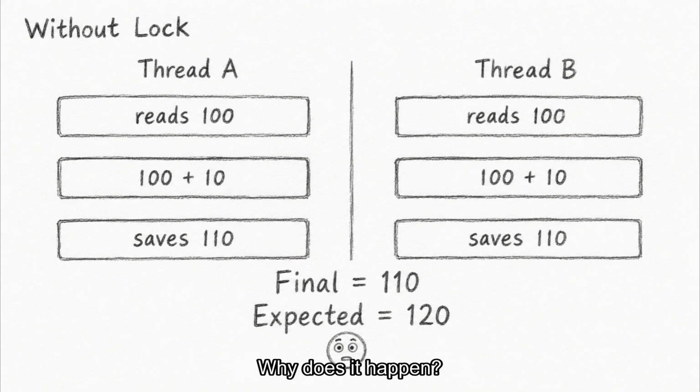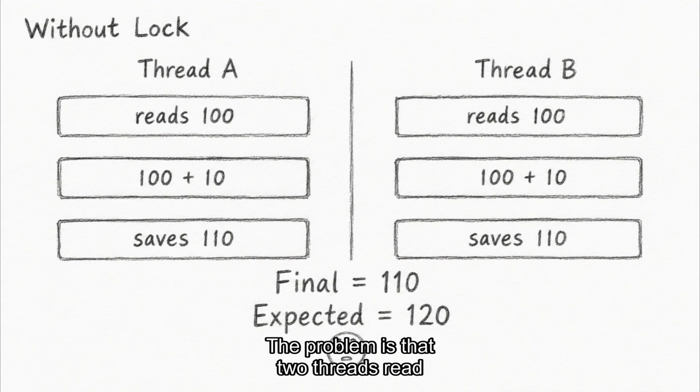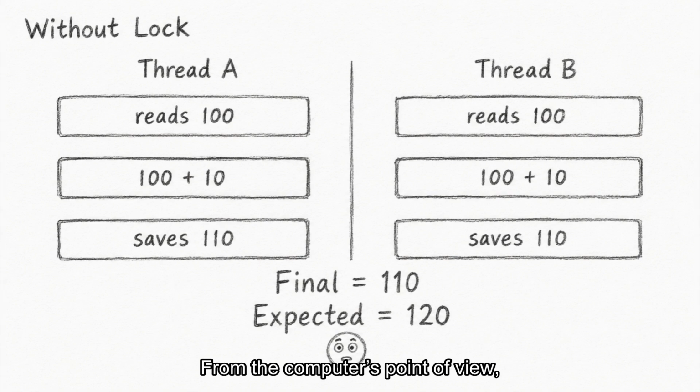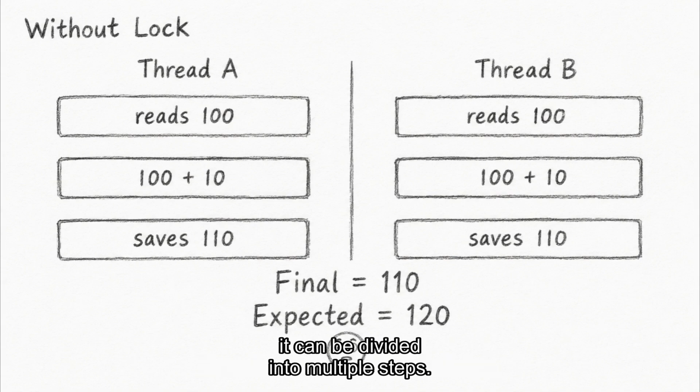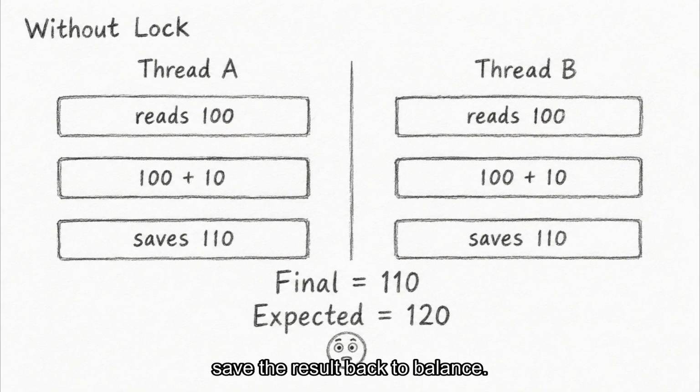Why does it happen? The problem is that two threads read the same value at the same time, calculated separately, and overwrote each other's results. From the computer's point of view, it can be divided into multiple steps. First, read the balance value. Second, add 10 to that value. Third, save the result back to the balance.